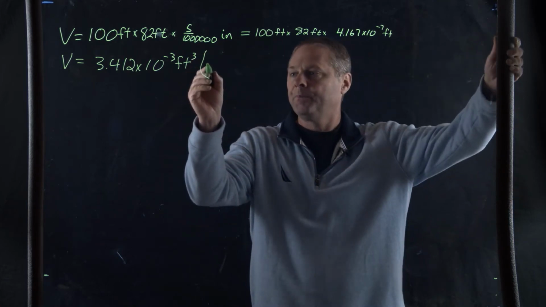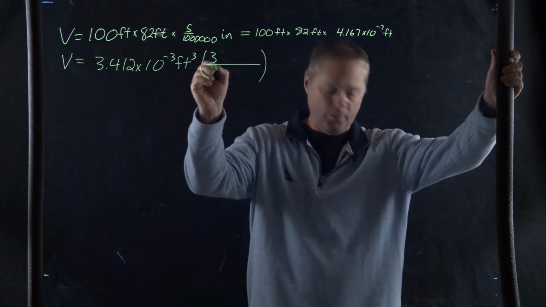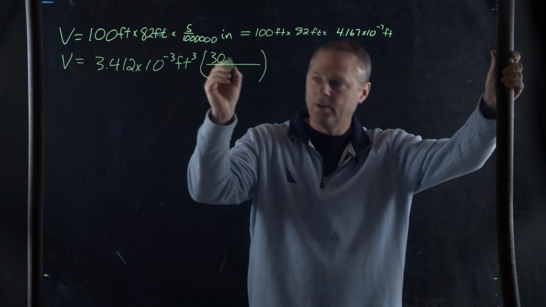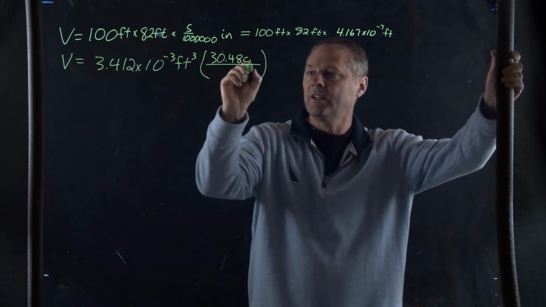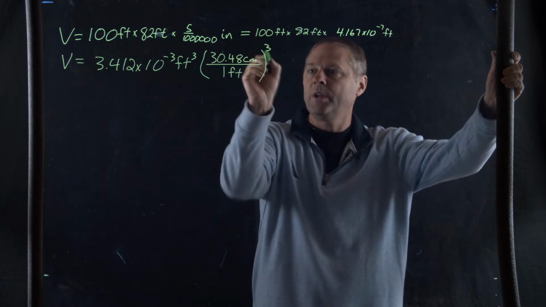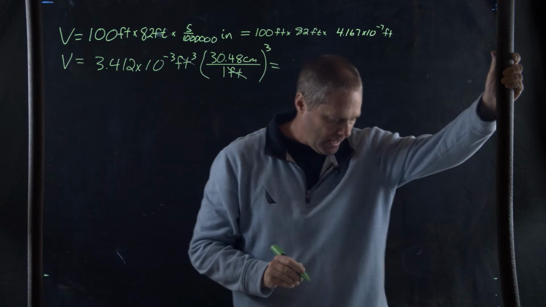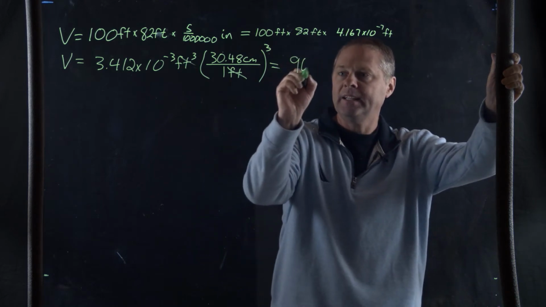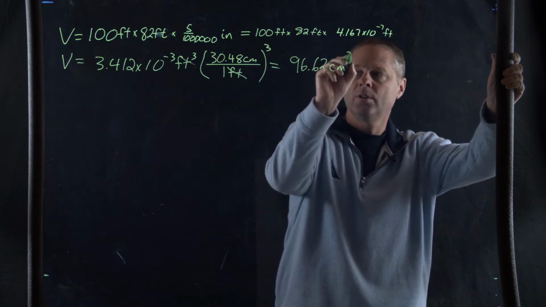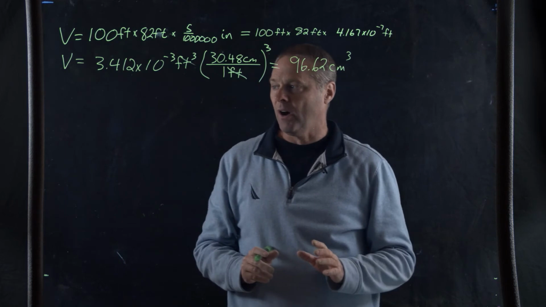And we'll convert it into cubic centimeters. So we know that there's 30.48 centimeters in 1 foot. We cube this, so now the cubic feet will cancel, and we get 96.62 cubic centimeters. So now we have our volume.